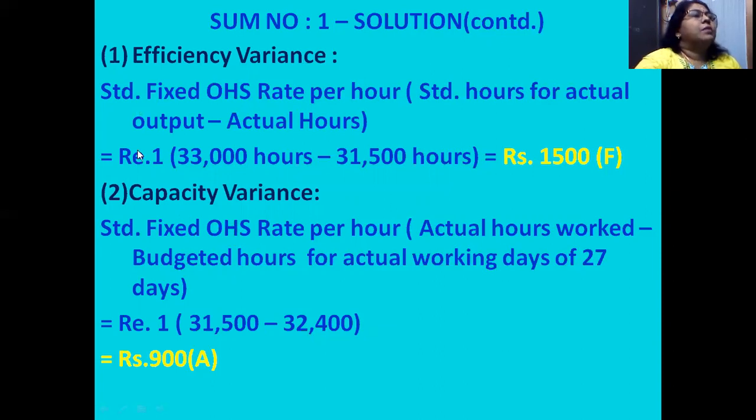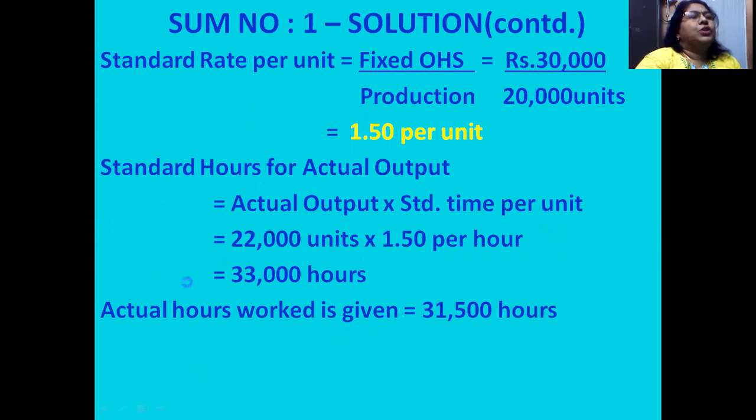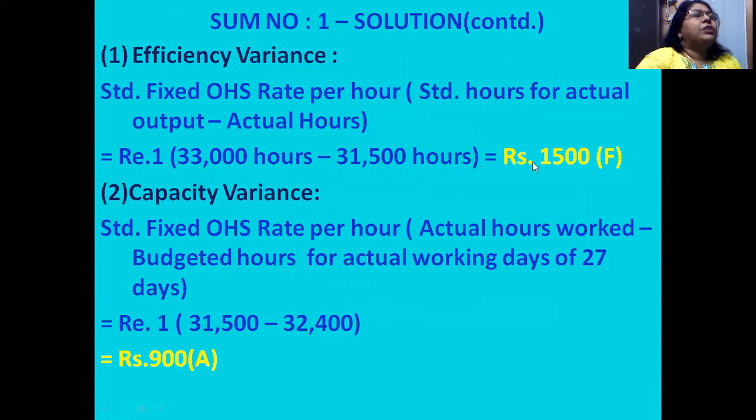How to calculate the efficiency variance? The formula: standard fixed overheads rate per hour multiplied by the difference of standard hours for actual output and actual hours. Standard hours for actual output we know very well, 33,000 hours. 31,500 hours is the actual hours as per the calculation we made. Next, we calculated the efficiency variance as 1,500, which came as positive because 33,000 minus 31,500 gives a positive answer. Into 1 means 1,500. So you need to mention it as favorable.